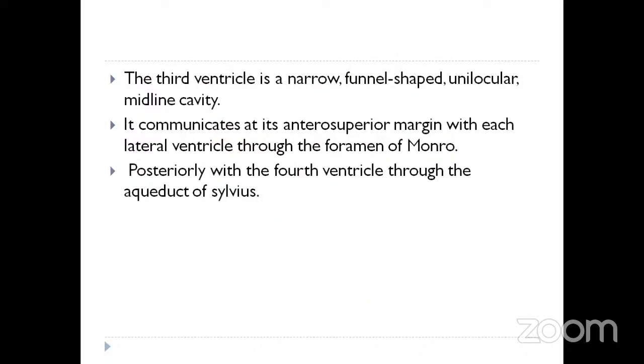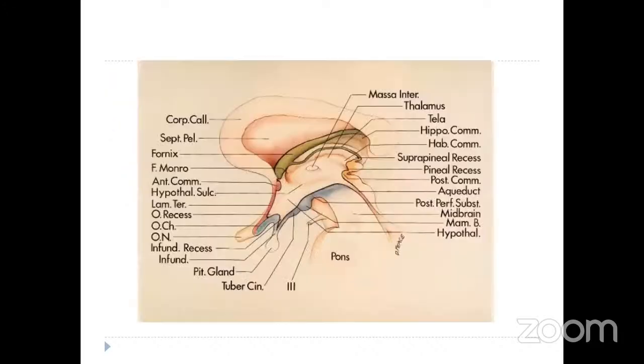The third ventricle is a narrow funnel-shaped unilocular midline cavity. It communicates at its anterior superior margin with each lateral ventricle through the foramen of Monro, and posteriorly with the fourth ventricle through the aqueduct of Sylvius. Now we will discuss the boundaries of the third ventricle.